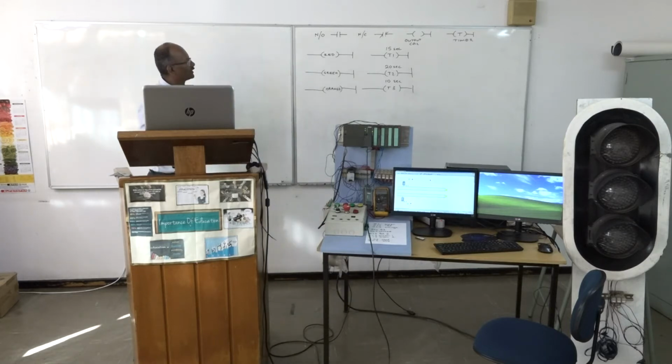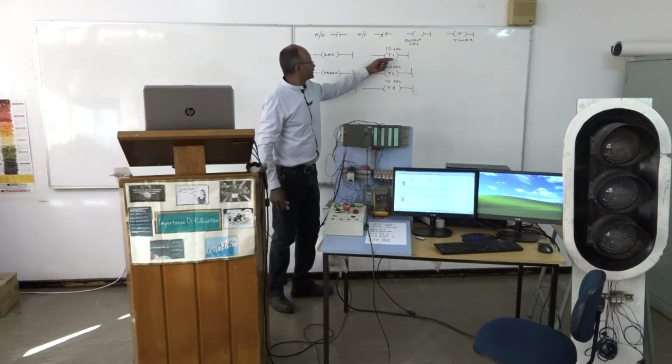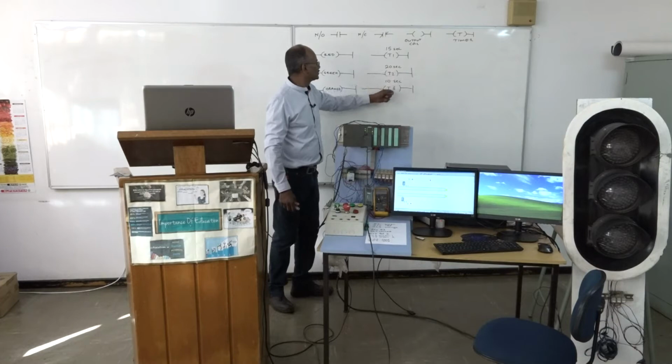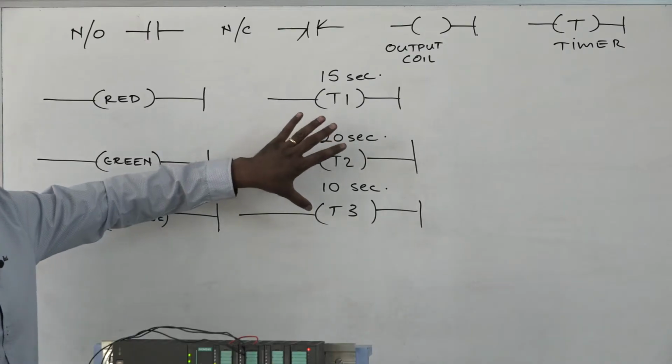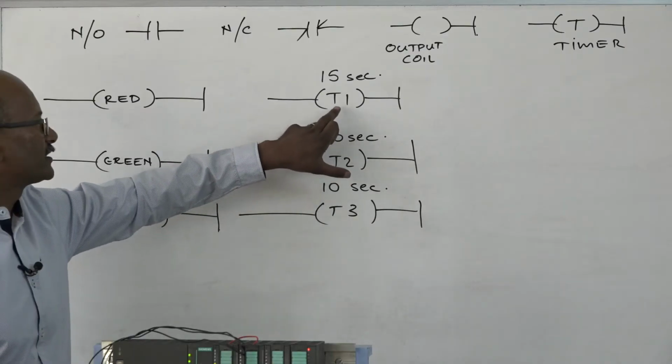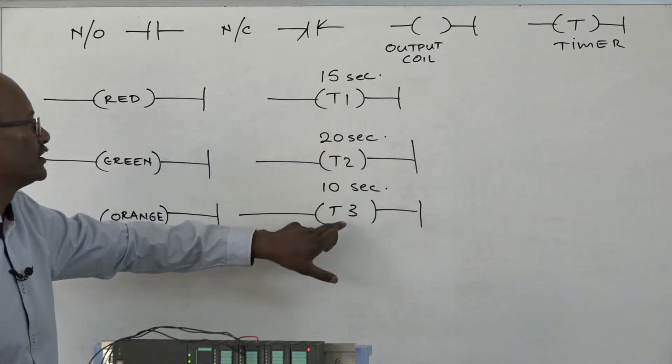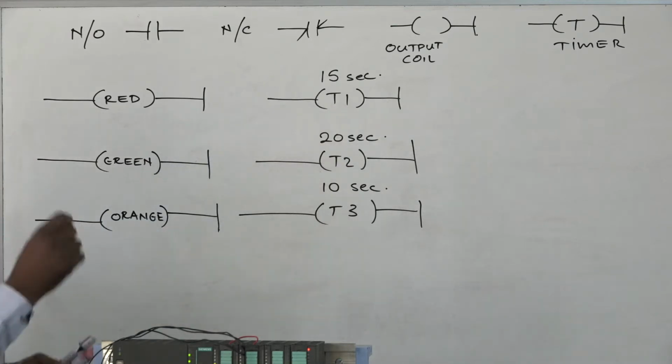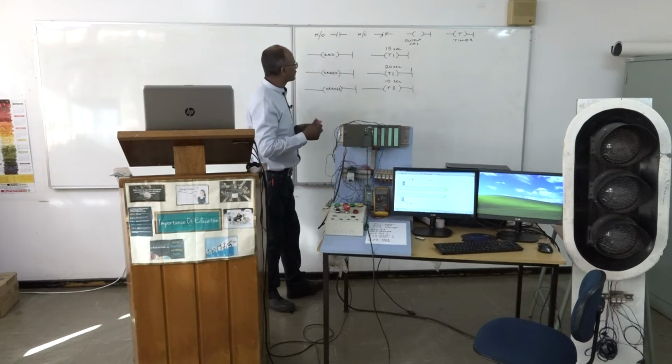I need to now assign addresses to these. For your timers, T1, T2 and T3, those are actually your addresses. The Siemens PLC understands the meaning of T1, T2 and T3. I will give them symbolic names when we're actually doing the programming.